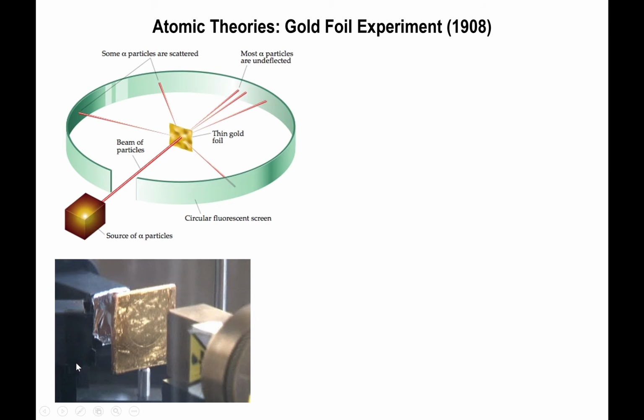To give you an idea, this is roughly what the experiment looked like. You had the source of the beam of positive charge here on the right side. The beam was shooting through the gold foil, passing through, and here's the detector, and another detector right here as well, to see different points of contact.